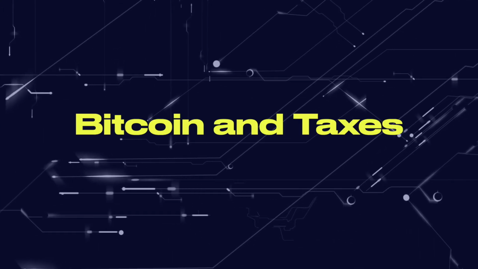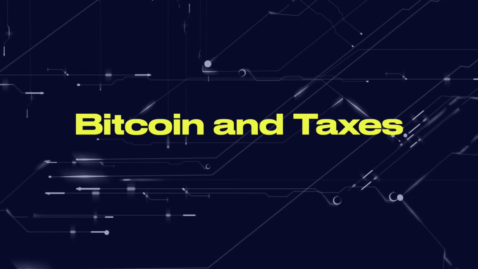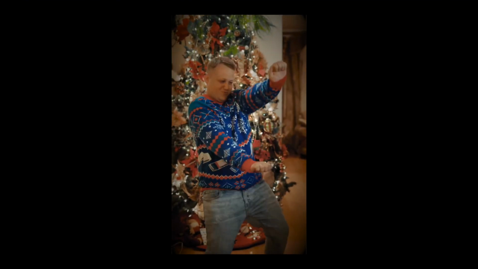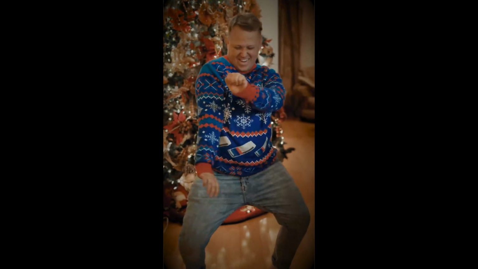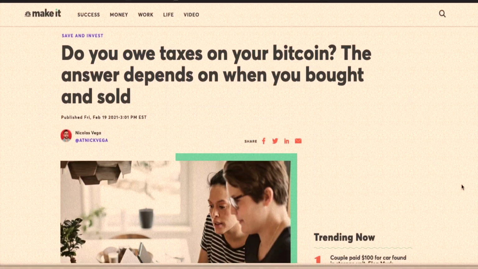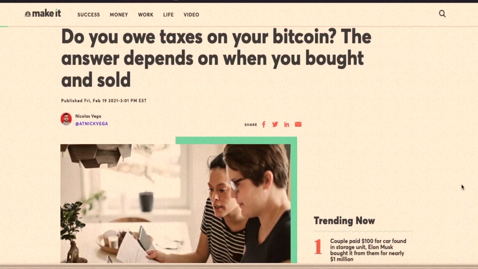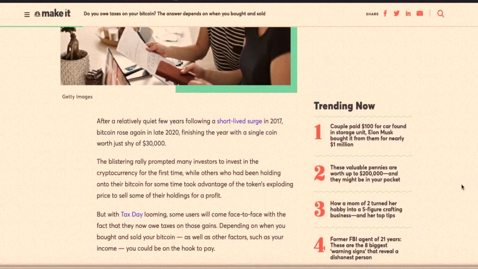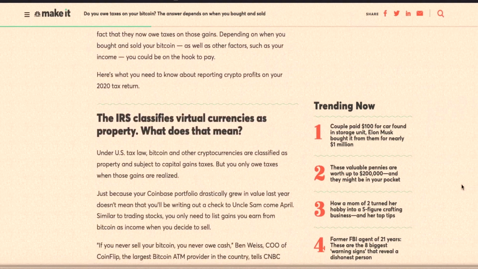Bitcoin and taxes. This is often going to come up as you continue to win and build more Bitcoin in your broker that you want to withdraw. Now, I am not here to give financial advice, but this article is a great read if you have questions in terms of your Bitcoin and taxes. Take a little bit of time, read through it, and hopefully it can answer a lot of your questions.